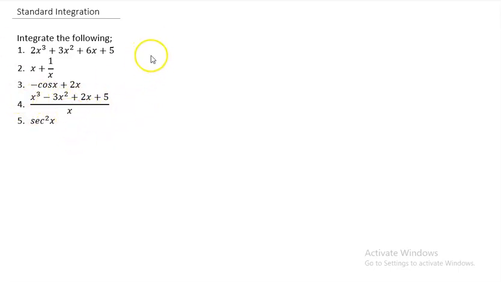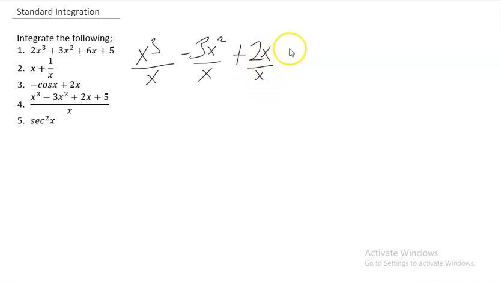How we're going to do that is, this would be x to the power of 3 over x, minus 3x squared over x, plus 2x over x, plus 5 over x. Then x will cancel out this x, so that would be minus 3x. Then this would be 2, x cancels out this x, then we have plus 5 over x.